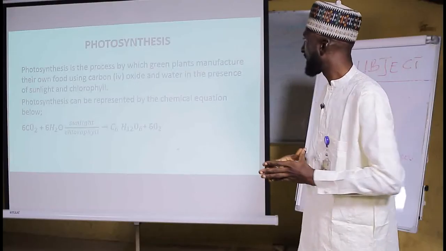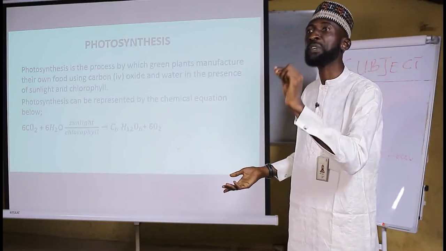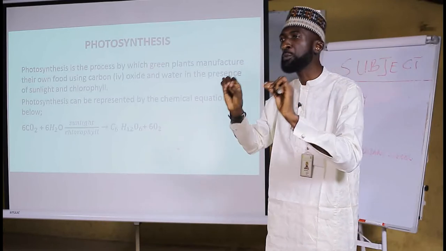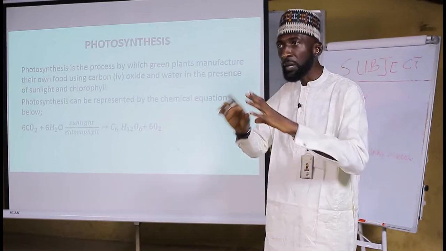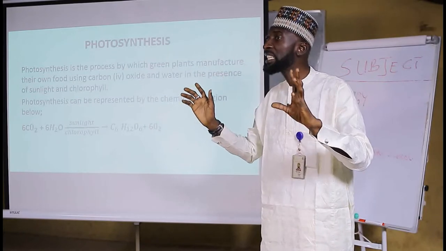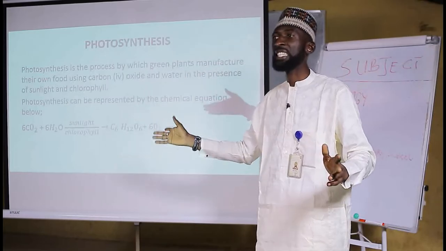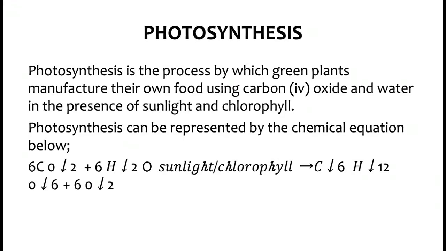Now, this process of photosynthesis, we said you can define using a simple chemical reaction. When you have that chemical reaction, you must ensure that it is well balanced, meaning that what you have on the left-hand side is equivalent to what you have on the right-hand side. For your equation to be balanced, you have clearly defined what photosynthesis is all about.